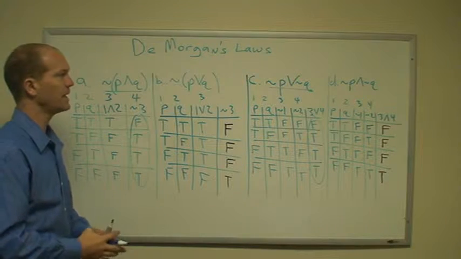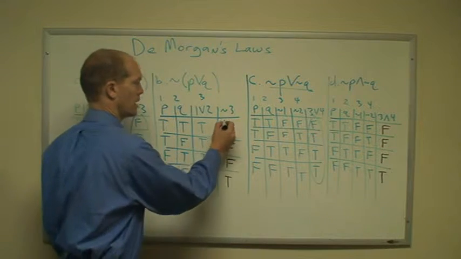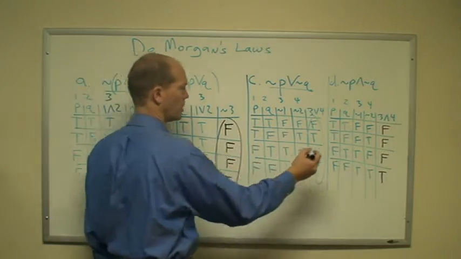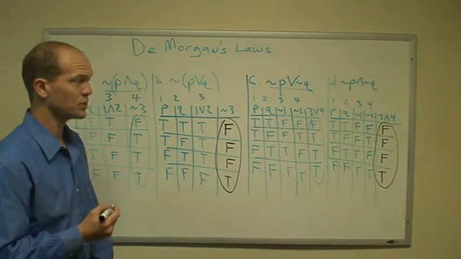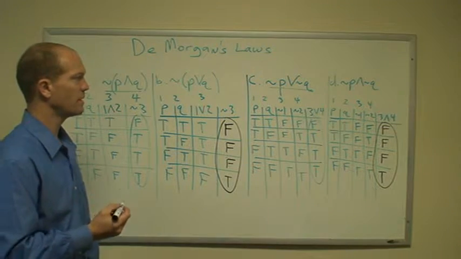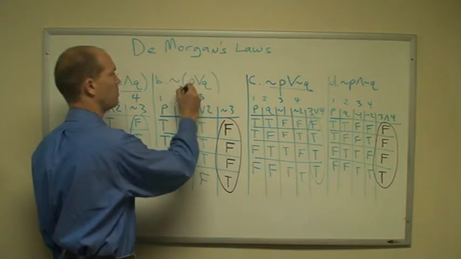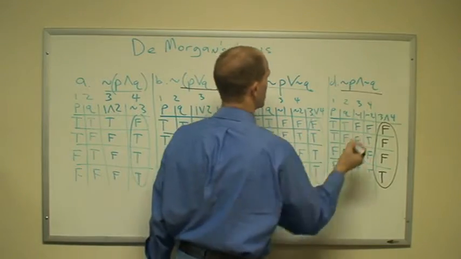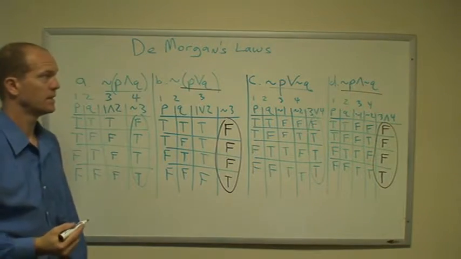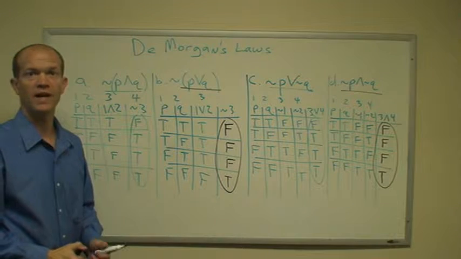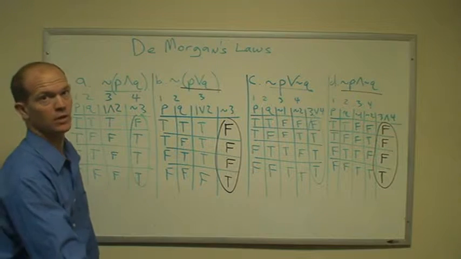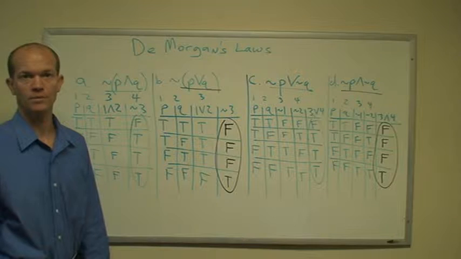When I look at B and D, comparing the last column in each of the truth tables for B and D, I see those are also the same. Those being the same, again, is going to imply that B and D are equivalent statements. And that's what we're going to mean when we refer to De Morgan's laws, is the fact that those two sets of compound statements are equivalent.